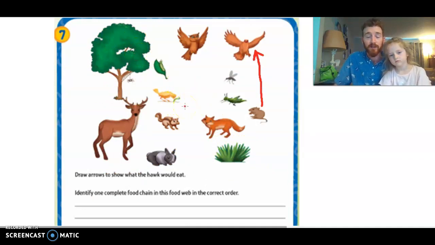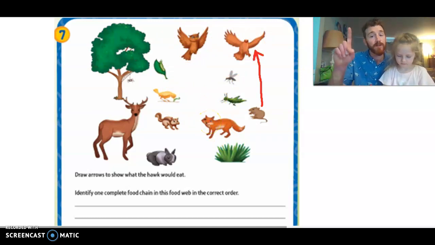Then go to the first level consumer, which would be the herbivores that eat it. So maybe you could say the bunny eats the grass or the chipmunk eats the grass. And then go to a second level consumer that would eat that organism as well. So some second level consumers I see are an owl, a fox, the hawk. So we only need to identify one food chain, right?